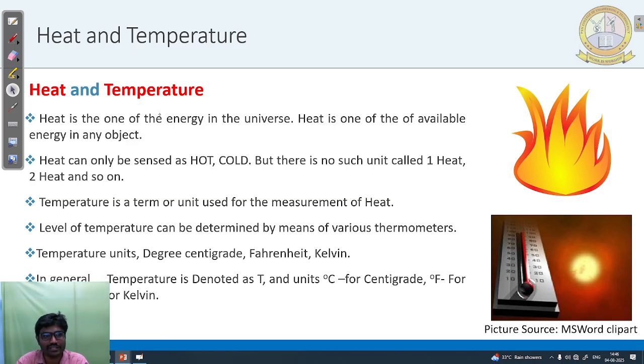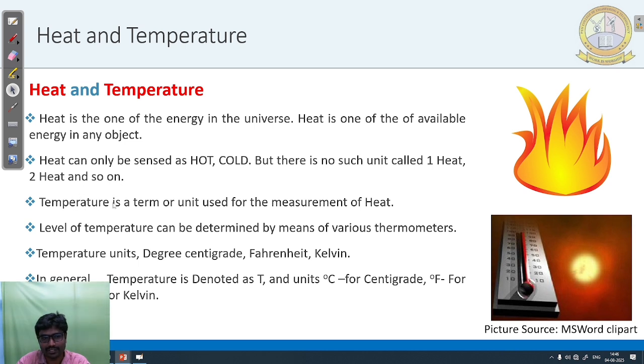Heat is one of the forms of energy in the universe, and it is available everywhere, and heat always flows from hot to cold. There is no unit of 1 heat or 2 heat and so on, but we measure it in joules as well as in watts. And heat can be measured with the help of another important quantity, the temperature.